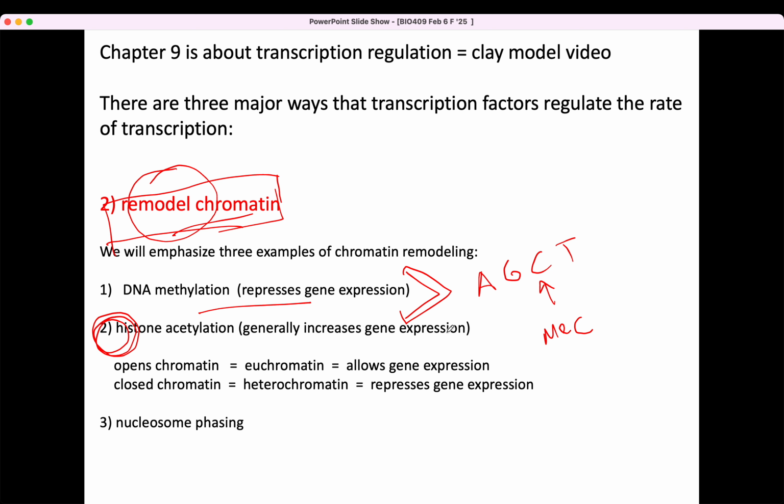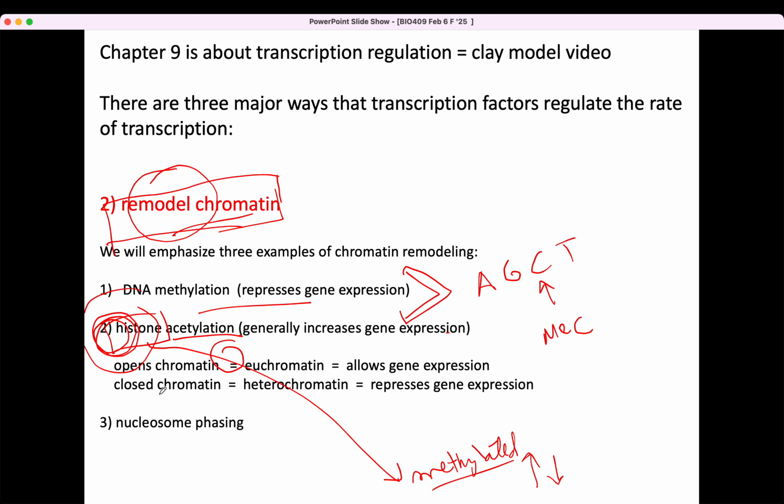We have to be careful because our authors do say, and it's true, that in addition to histone acetylation, one thing that can happen is they can be methylated. So a methyl group could be added to histones, and that can sometimes increase or decrease gene expression, so it gets complicated really fast. Like I said, there are several ways to modify histones, and we're going to focus on acetylation. That's plenty. When the histones get acetylated, they are going to open the chromatin. Euchromatin allows gene expression. When they're deacetylated, closed chromatin, heterochromatin represses gene expression.